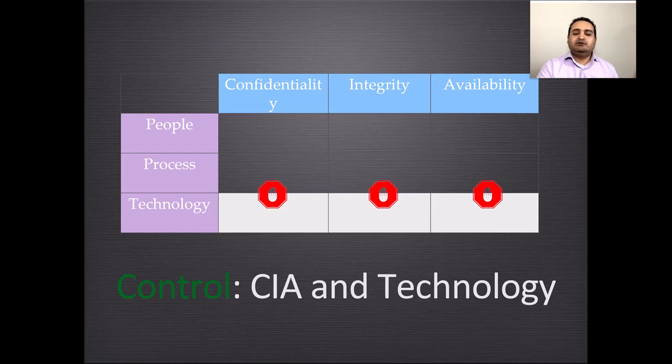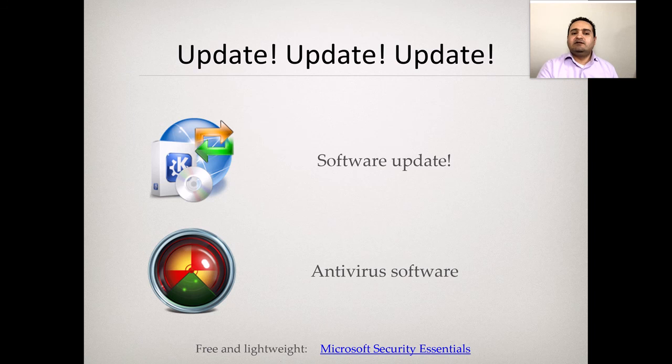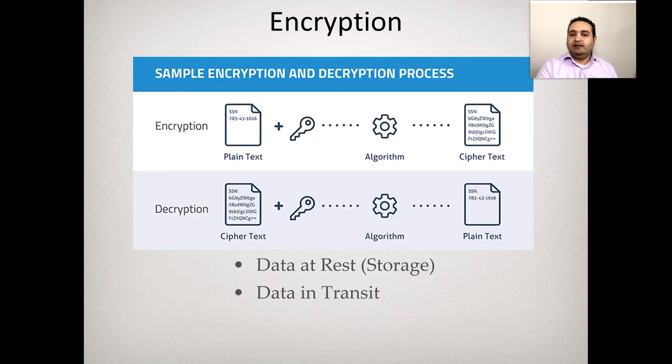So what are the controls that we can take for technology not to impact the CIA, confidentiality, integrity, and availability? So number one is update. Update your software and also update your antivirus software. And use encryption whenever possible.